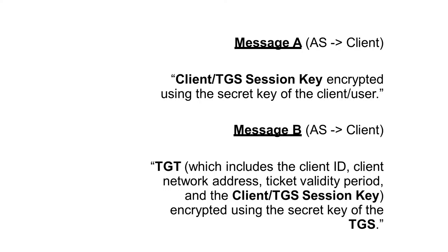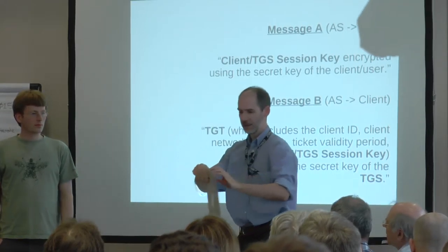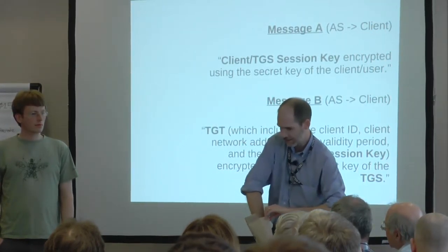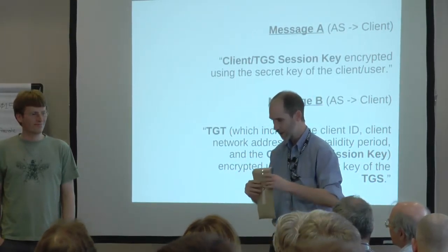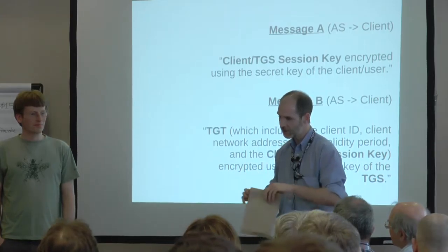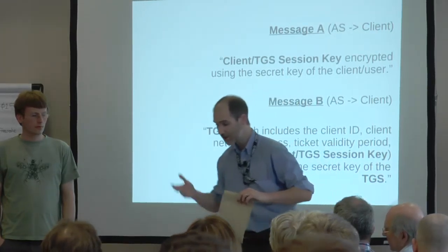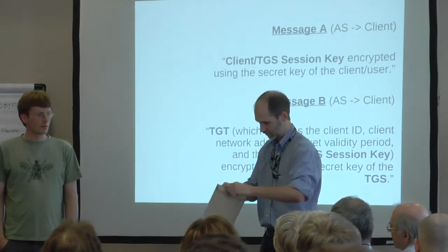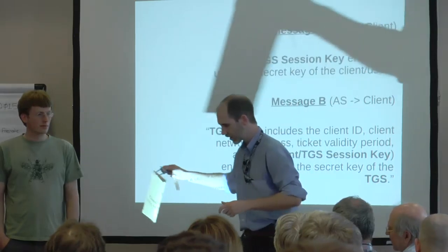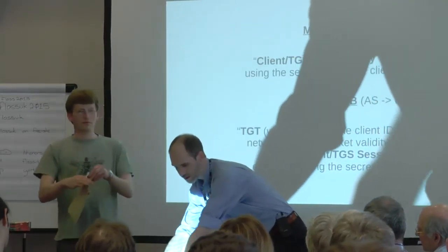And I'm going to send two messages back to him. First is the client's ticket granting service session key. So a new key I'm going to magic out of somewhere, just a random one. And I'm going to send him one, and here it is. In here. And I'm going to encrypt it using the secret key of him. So in other words, his password.